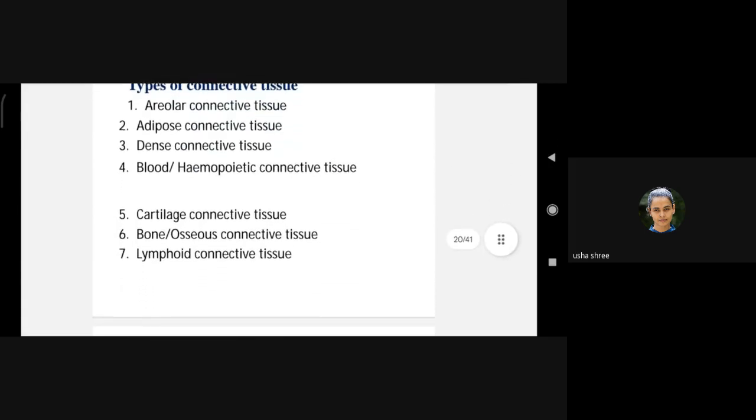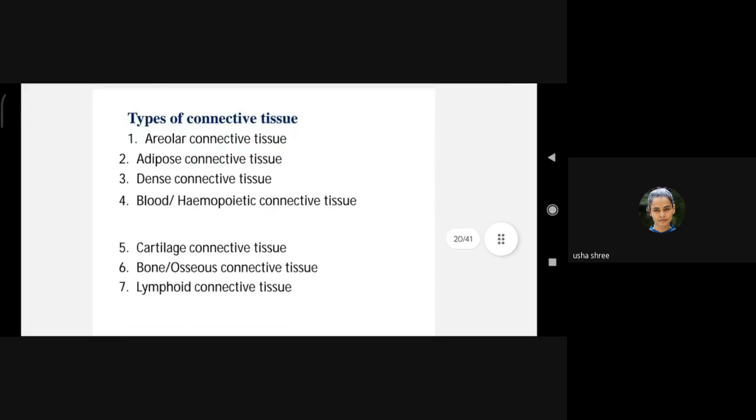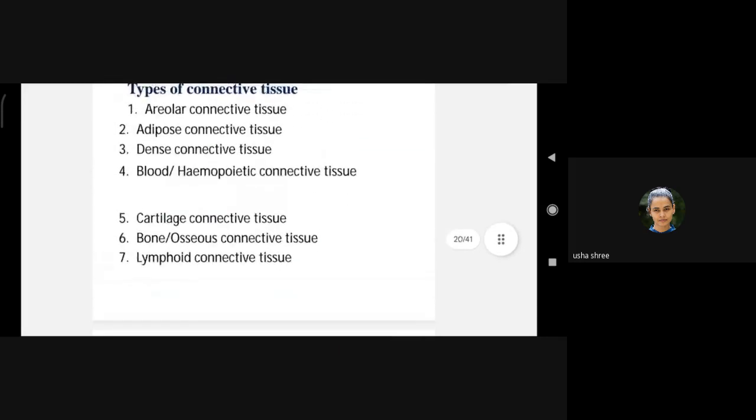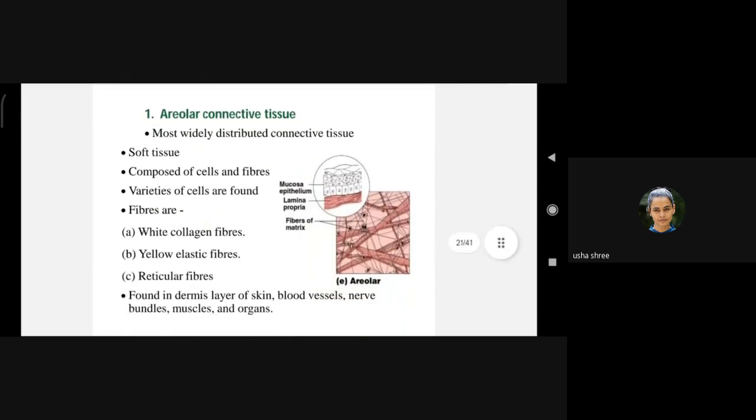Types of connective tissue are areolar connective tissue, adipose connective tissue, dense connective tissue, blood or hemopoietic connective tissue, cartilage connective tissue, bone is also a connective tissue, and lymphoid connective tissue. So these are the 7 types of connective tissue. First one is areolar connective tissue.